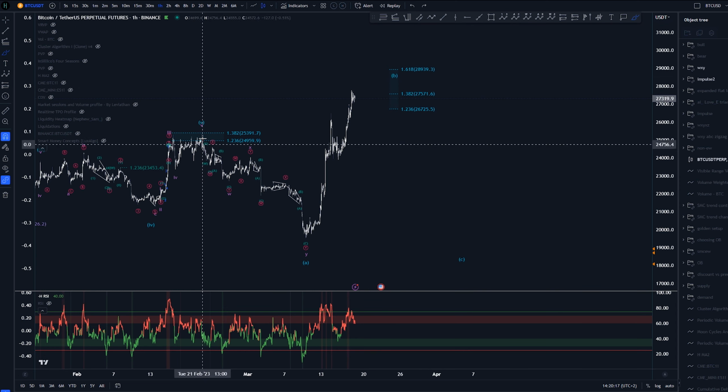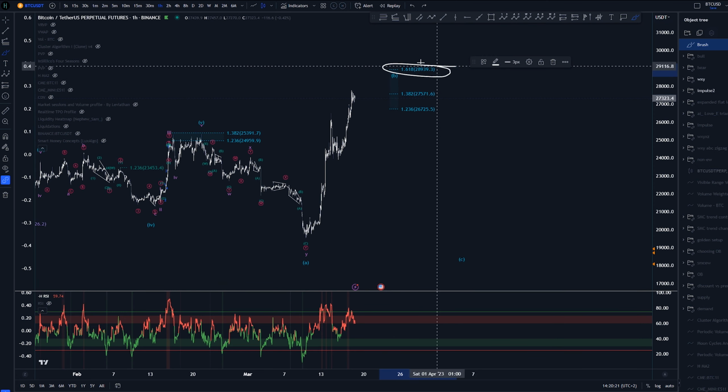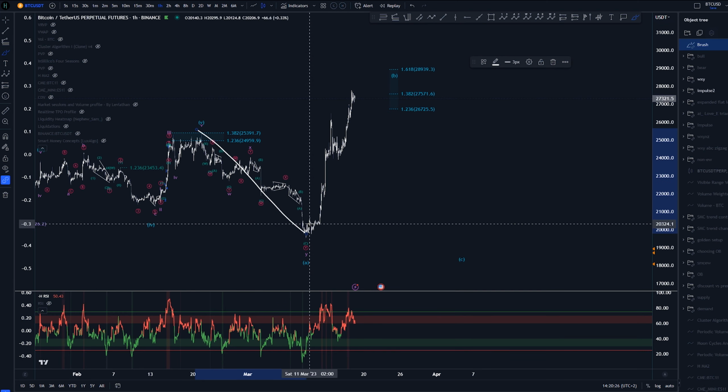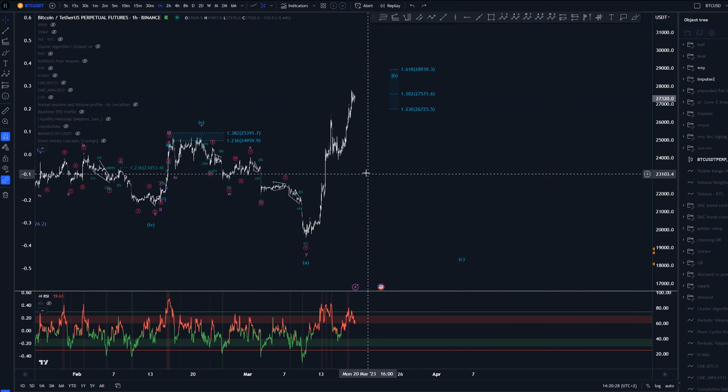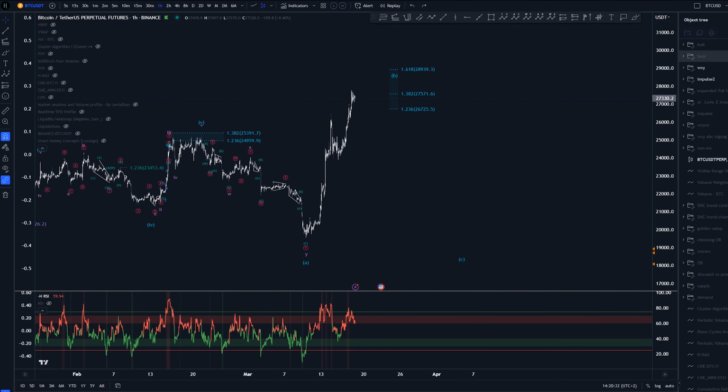So the idea here is that wave B has to pivot before 28.94K. So again, that is the retracement of wave A. For that to happen, we need to be looking into the smaller degrees inside of this potential B wave. So let's take a look at that.